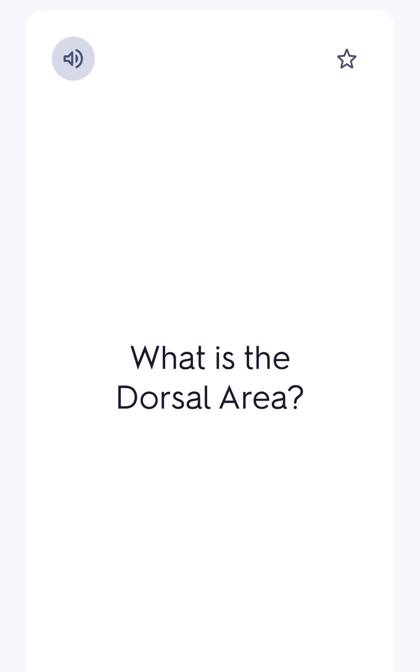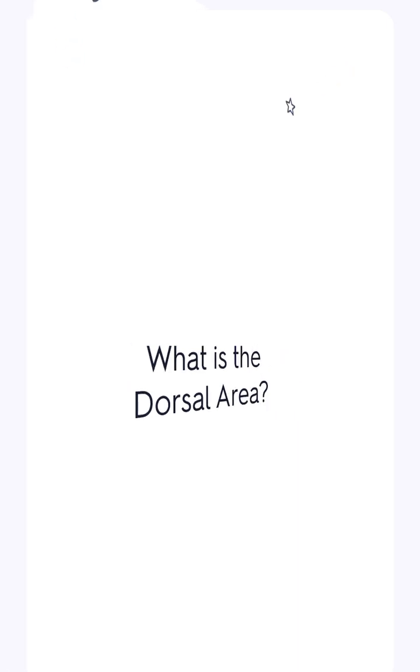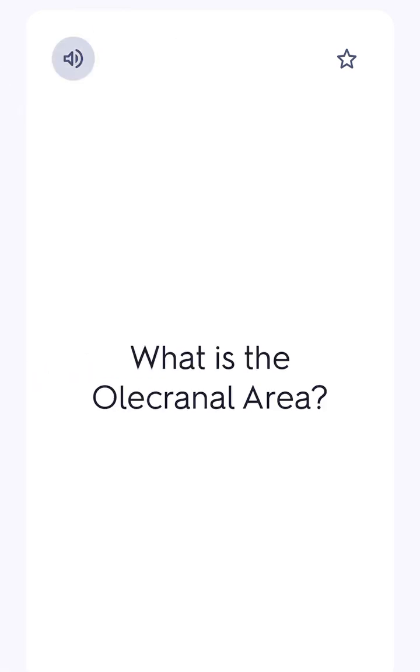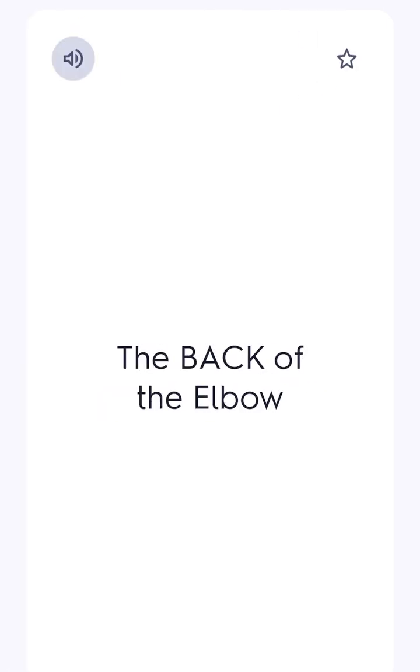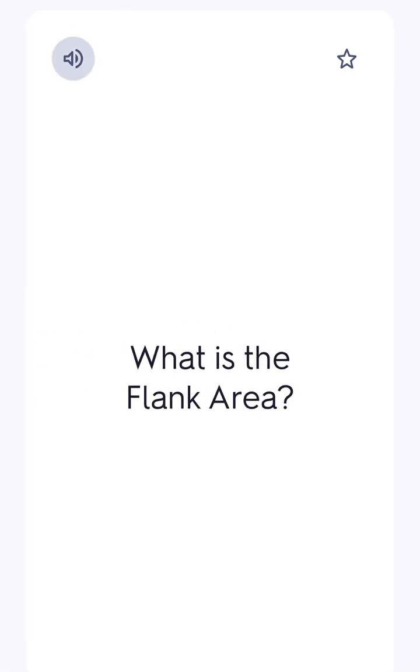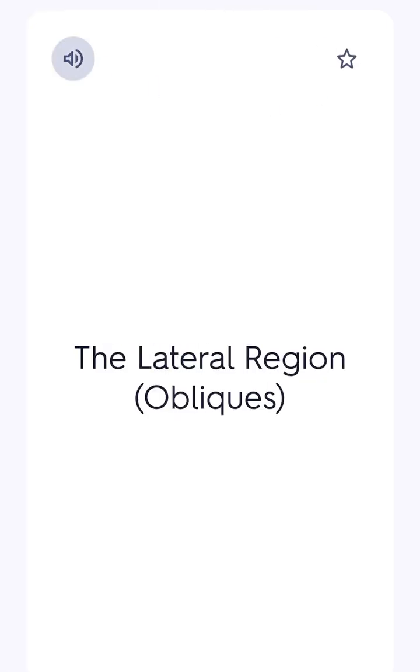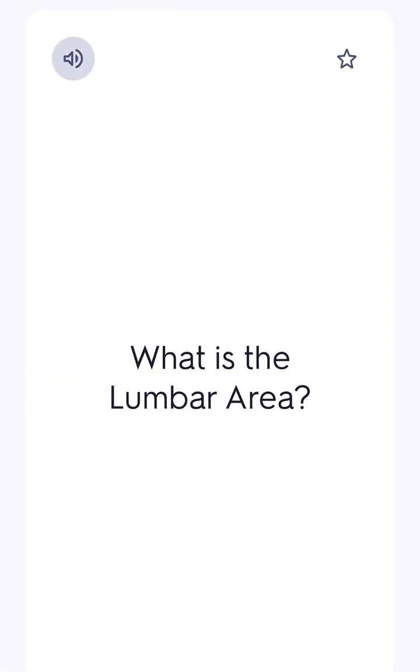What is the dorsal area? The back. What is the olecranal area? The back of the elbow. What is the flank area? The lateral region. What is the lumbar area? The lower back.